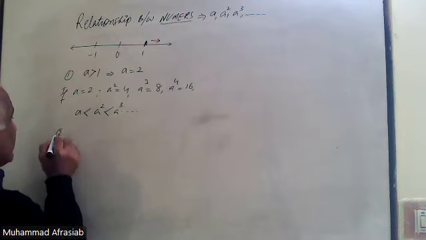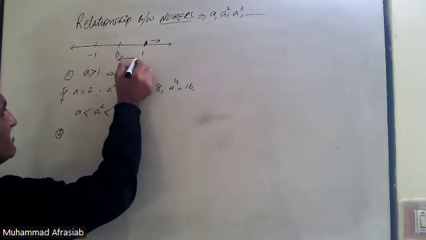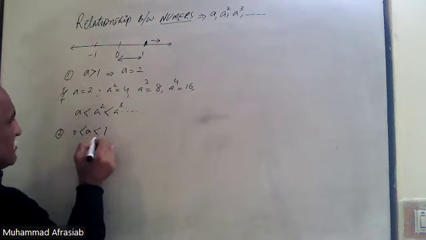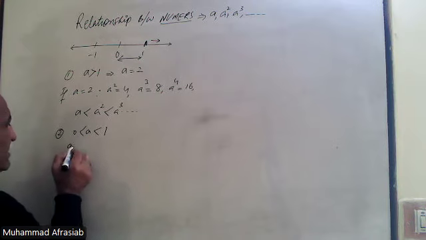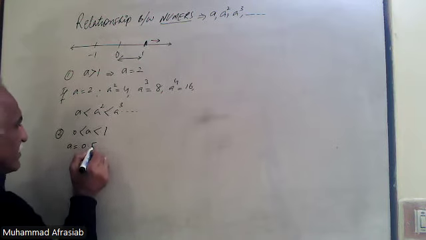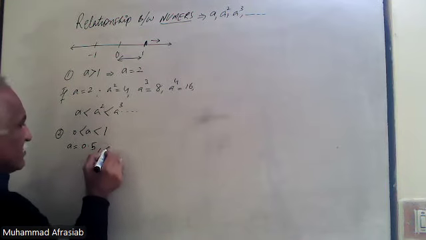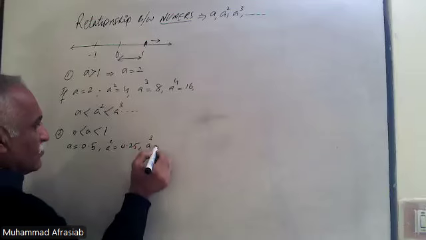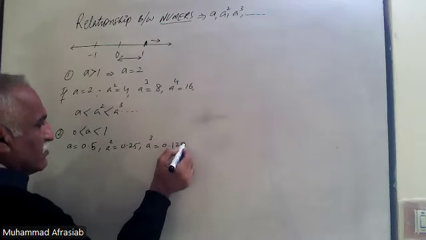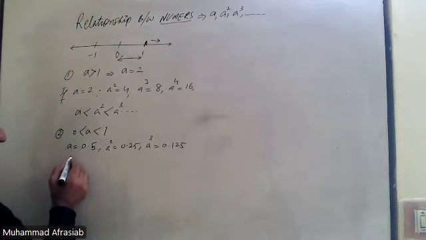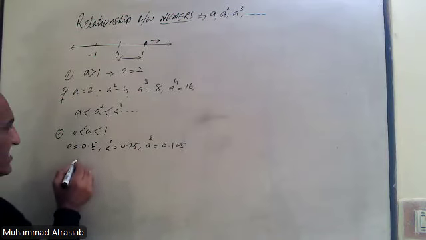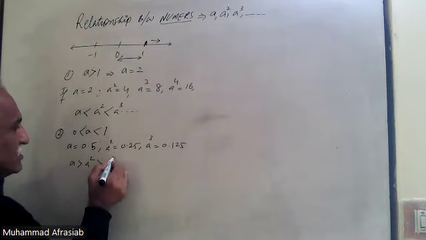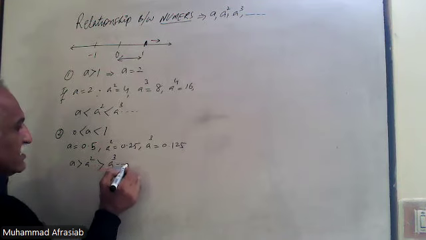The second part is when a lies between 0 and 1. So let's say a is equal to 0.5. Then a square will be equal to 0.25. A cube will be equal to 0.125. So we have seen that the value of a is more than a square, is more than a cube, and like this.